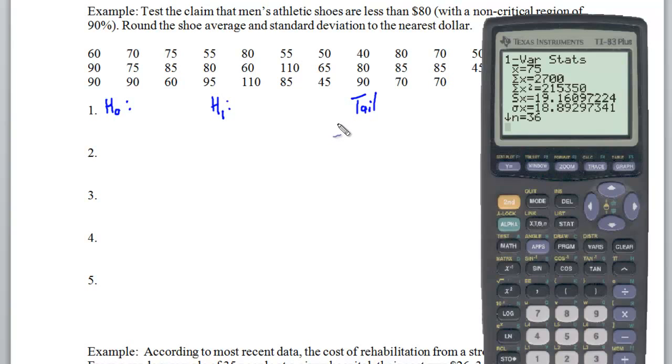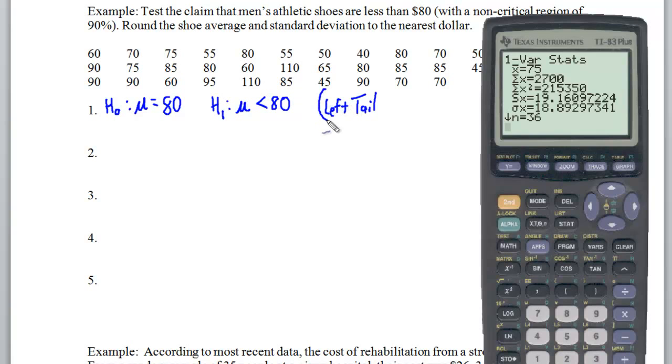Okay, so the claim is that men's athletic shoes are less than $80. So our null hypothesis, the no change hypothesis, is that no, shoes are 80 bucks. And our alternative hypothesis is shoes are less than $80. You see that in most of these problems, the claim actually ends up being the alternative hypothesis, and the null hypothesis is saying no, everything's staying the same. Now, since we're going to the left here, this is going to be a left tail problem.